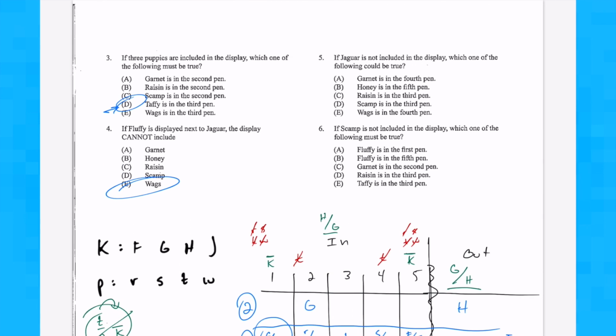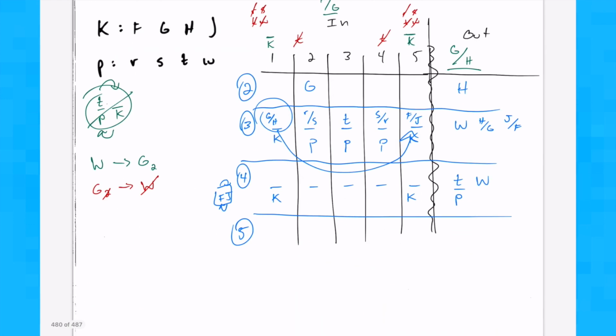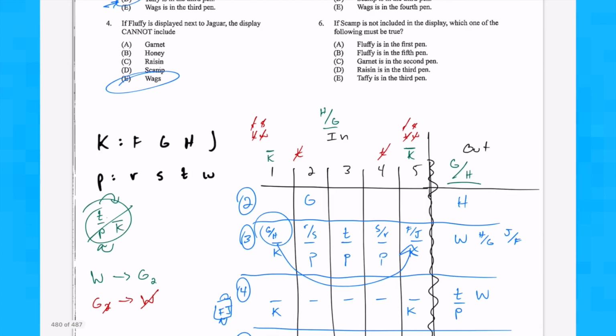If Jaguar is not included in the display, which one of the following could be true? Okay, so if for sure J is on the outside. Oh wait, J's a capital letter. J's a kitty. What else could be true? Must be true. Could be true.